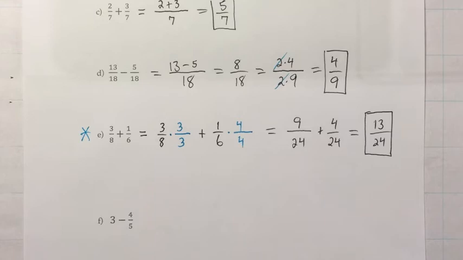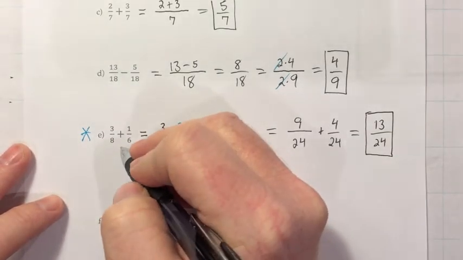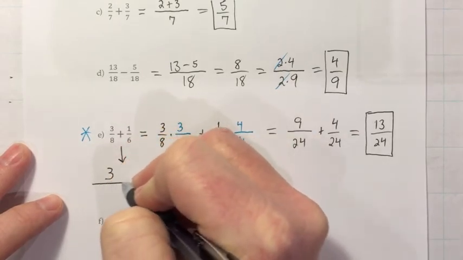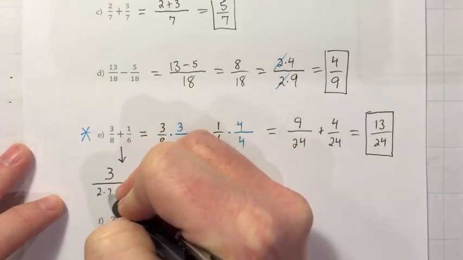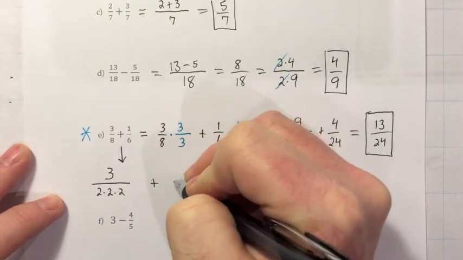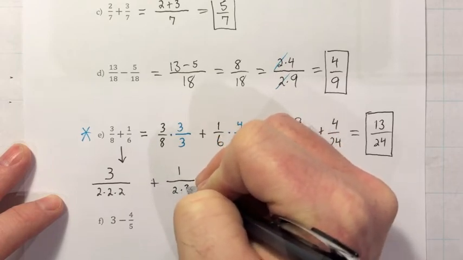But sometimes that's still not going to come quick. So if you're not quickly thinking of a common denominator, then factor both denominators into primes. So 8 is 2 times 2 times 2. And I'm going to leave a little space. And 1/6, the 6 is 2 times 3.